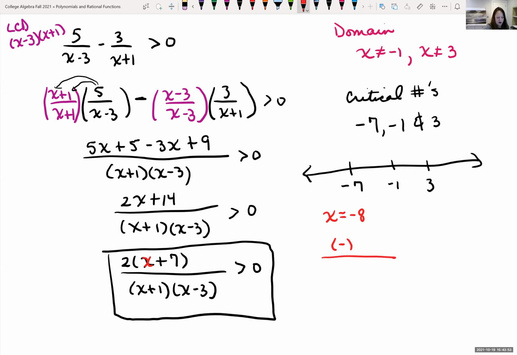And this is all over -8 plus 1, which is negative, all times -8 minus 3, which is negative. Is this greater than 0? No, because a negative divided by a positive is less than 0. So this is false. And this was negative, it's less than.